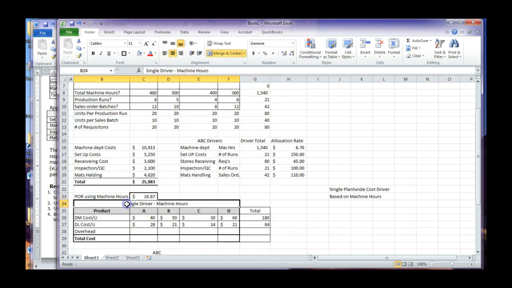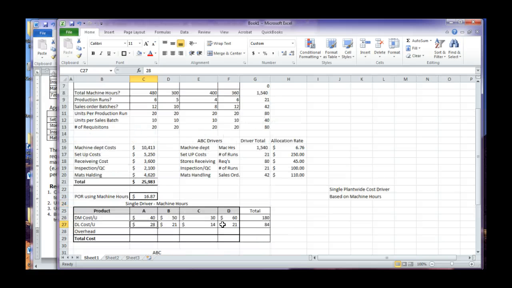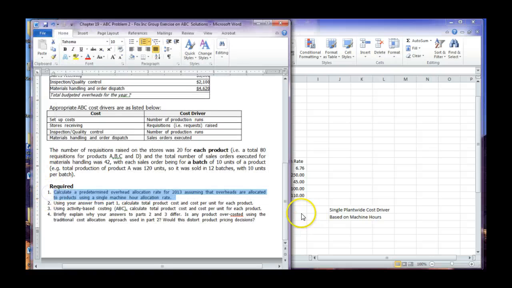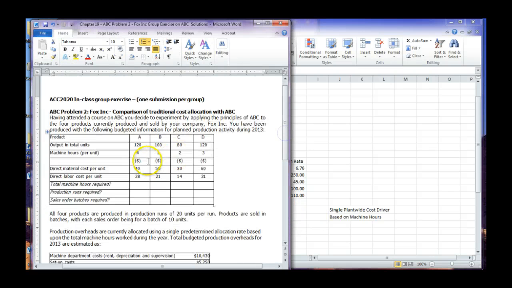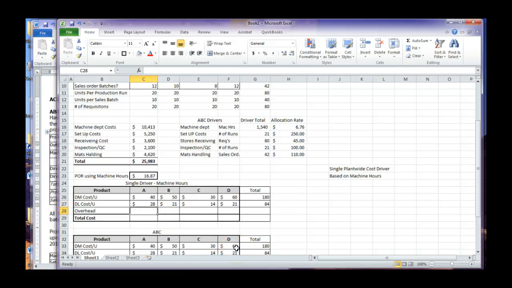I set up a little thing here that says, okay, using your single machine hours, we have our direct materials cost, our direct labor cost, our overhead cost. Where'd these numbers come from? These were given in the problem. They're right here. I just drove those down. On this, they're right there. These are your direct costs. How do I get the overhead?